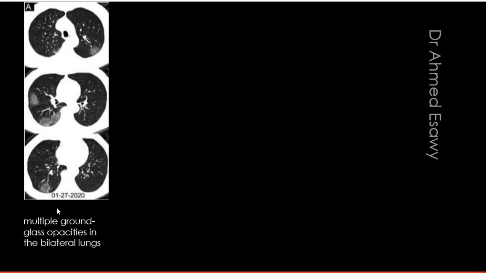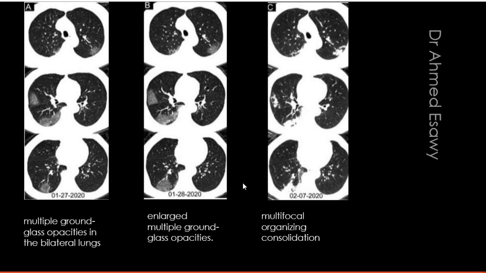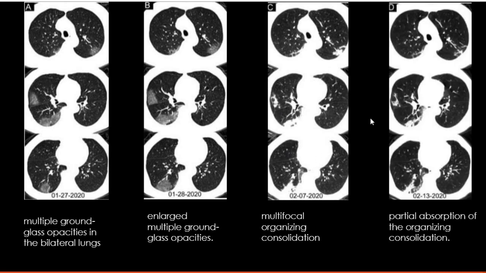Initial examination, CT scan done 27 January: we found multiple ground glass opacities in both lungs. Next examination, the next day, 28th, we found enlarged multiple ground glass opacities, a progressive course. Another examination after 1 week, we found multifocal organizing pneumonia, diagnostic for classic COVID-19 infection, multifocal organizing consolidation. Last examination, done at 13 February, we found regression of the disease, partial absorption of the organizing consolidation. It's good news. The patient starts to recover.